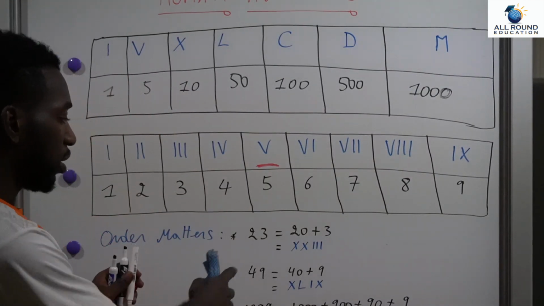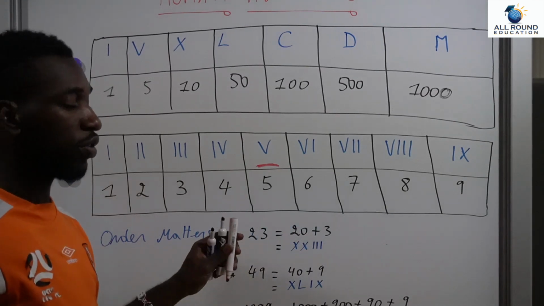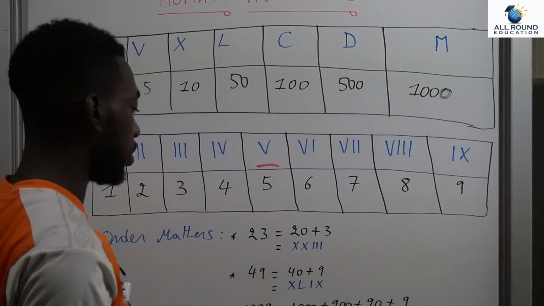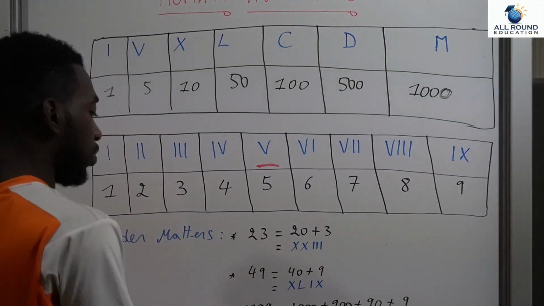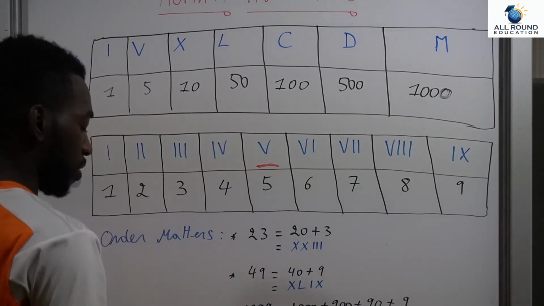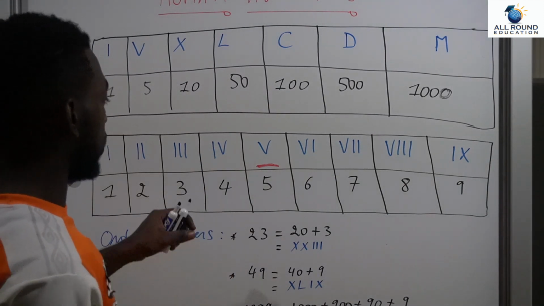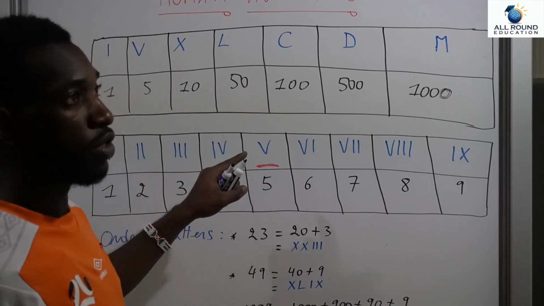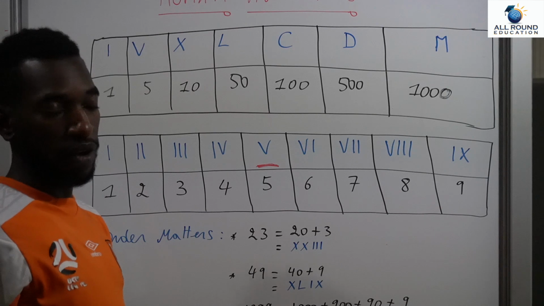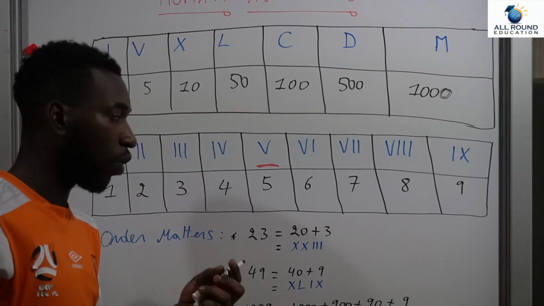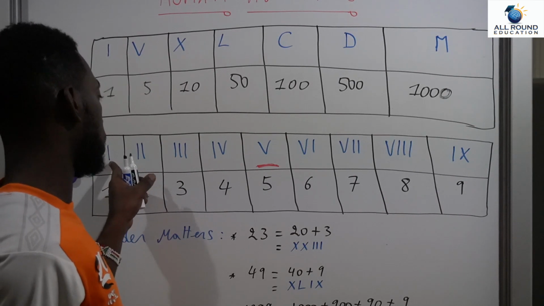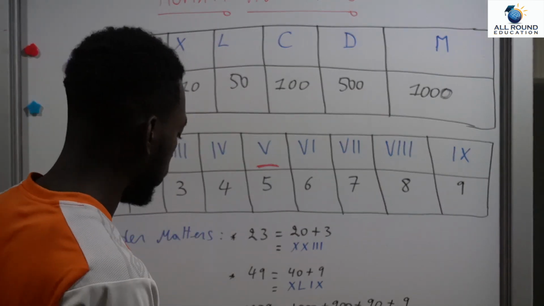However, remember, the numbers that we are using here, like 23 and 49, these are Hindu Arabic numerals, right? The Romans used to use Roman numerals, and even now some people still use them. This is what you see on many watches. If you have a watch, have a look at it. Not all of them have Hindu Arabic numbers; most of them still have Roman numerals.